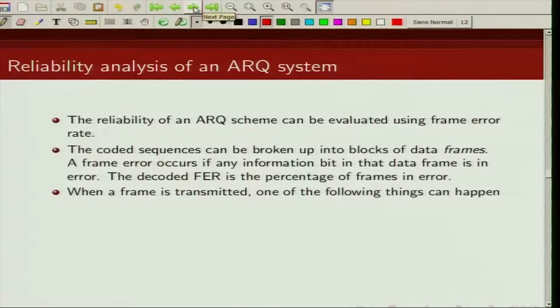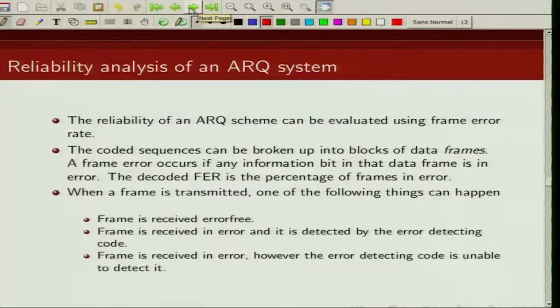Now what happens when a transmitter sends a frame? There are 3 possibilities. The first possibility is the frame is received correctly. There has been no transmission error, whatever we sent, exactly the same thing is received, so the frame is received error free. The second possibility is the frame is received in error and the error detecting code that we are using is able to detect that there is an error. So that's option number 2.